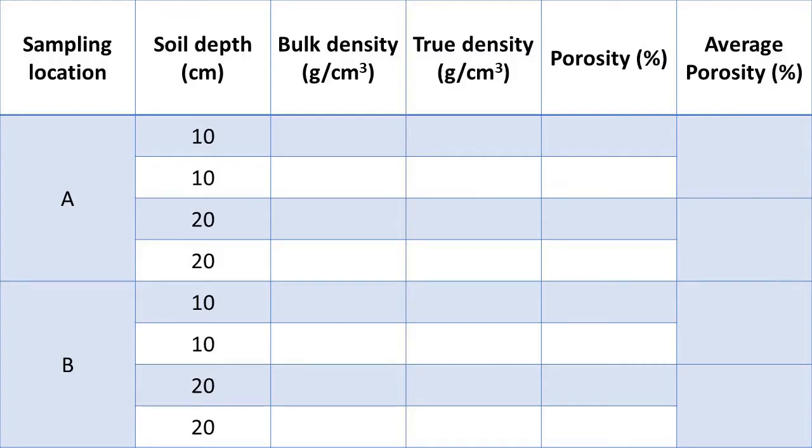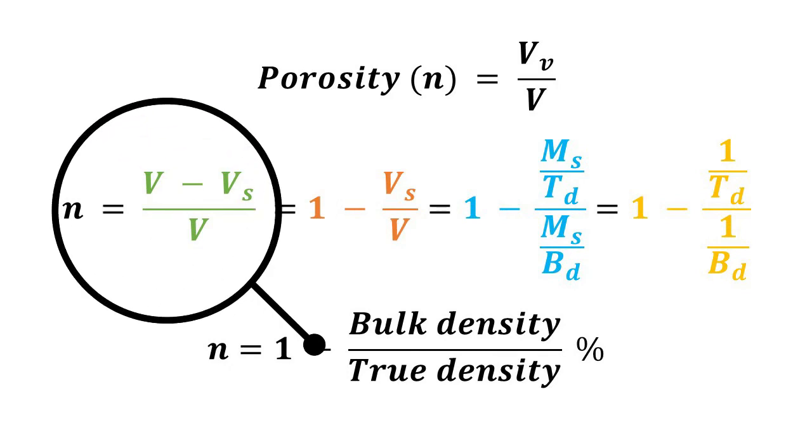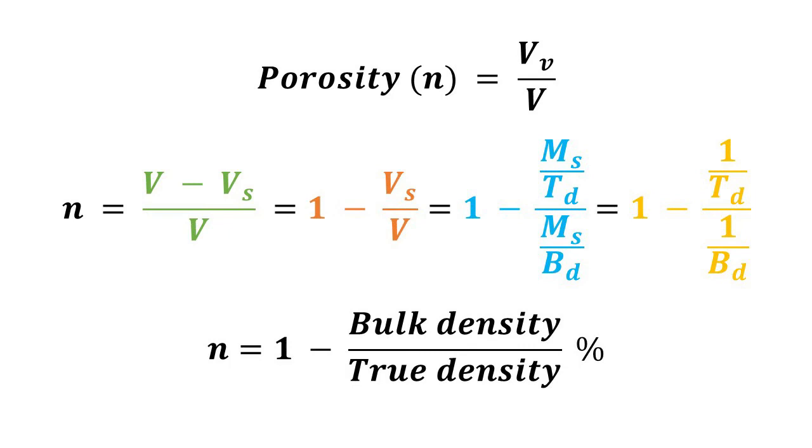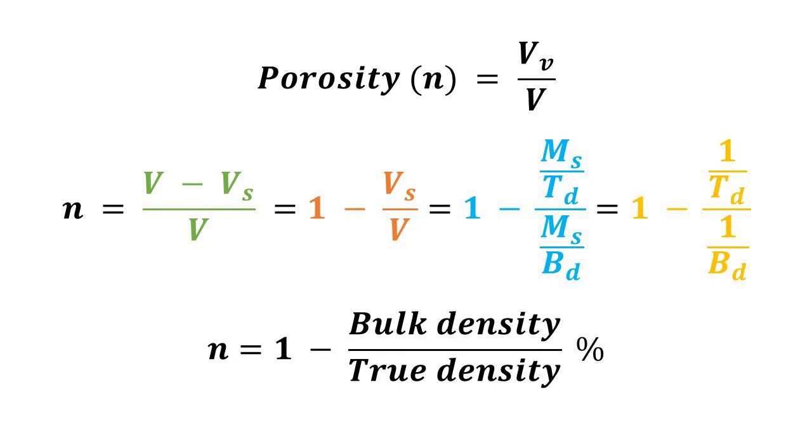This is the way to record data. Bulk density and true density have already been determined. Hence, the porosity can be numerically calculated from those bulk density and true density values. Here, the volume of void, VV, is the total volume minus the volume of solid. The equation for N is further simplified. VS, the volume of solid, is related in terms of true density, and V, the total volume, is related in terms of bulk density. The equations are substituted and finalized as porosity equals 1 minus bulk density divided by true density, multiplied by 100.